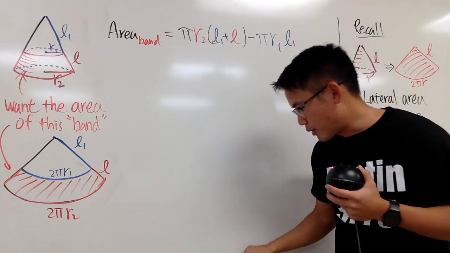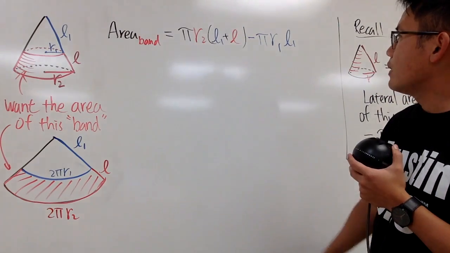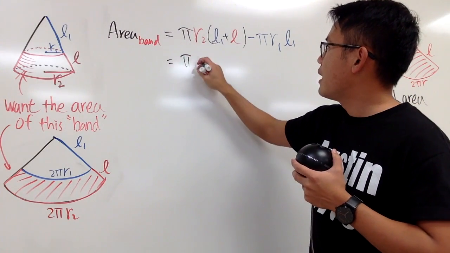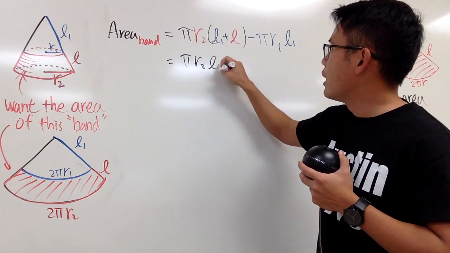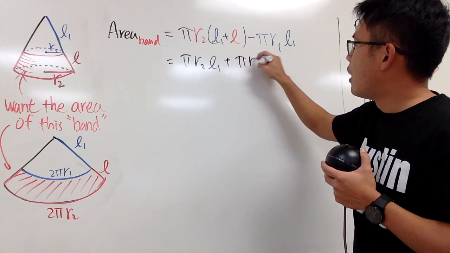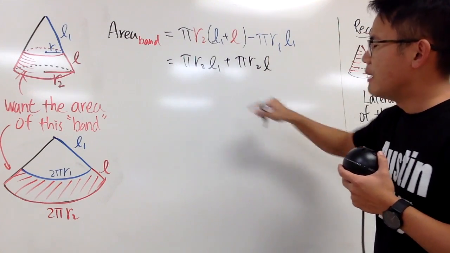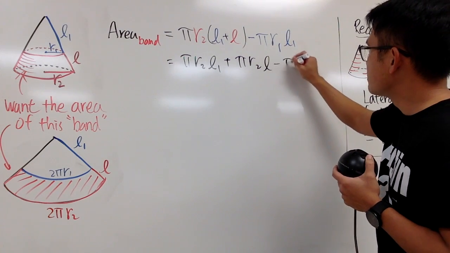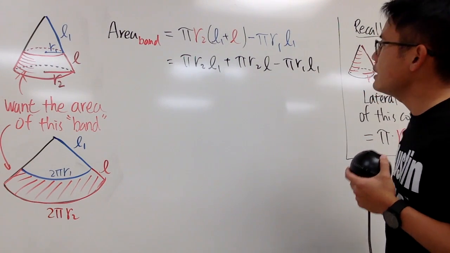And now let's do some algebra from here. First of all, of course, we can distribute this, and we see that this is going to be pi R2 L1, and then we add it with pi R2 L. And be careful with the subscripts and all that. Anyway, right here we still have the minus pi R1 L1.